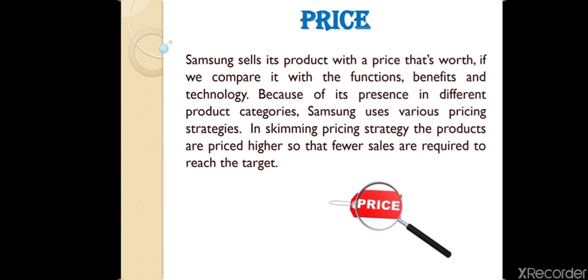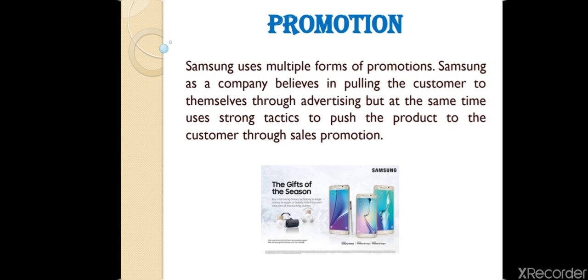The next is price. Samsung sells its products at a price that works if we compare it with the functions, benefits, and technology. Samsung is a market leader in smartphones and a dominant player in the market for home appliances. Samsung uses multiple pricing strategies to target different customer segments based on the different products they offer. The strategies Samsung opted for revolve around the pricing of its different brands and models: skimming price strategy and competitive price strategy.